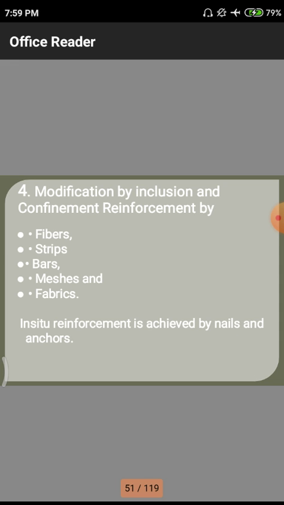Likewise, we have different kinds of soils which have good binding properties. But when lateral forces are applied on those materials, there will be breakage of those particular soils. So we have to use other additive materials, like confinement reinforcement, in those soils to improve the soil properties.